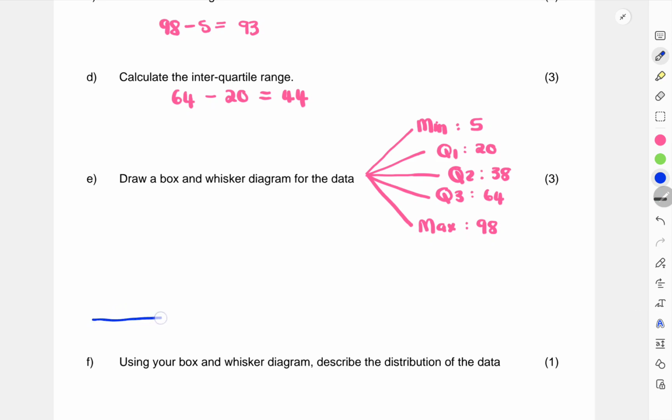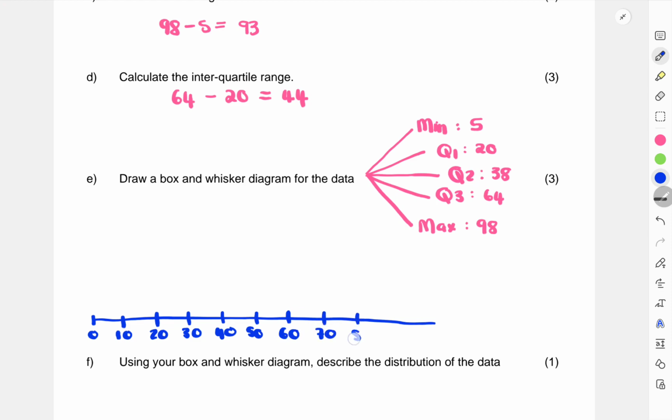So I'm going to draw a number line over here, which goes from 0, 10, 20. Please remember to make your spaces equally apart from each other. I'm trying my best without a ruler. Please don't come to the exam without a ruler. Okay, there we go. So your minimum is 5 over here. Quartile 1 is 20.